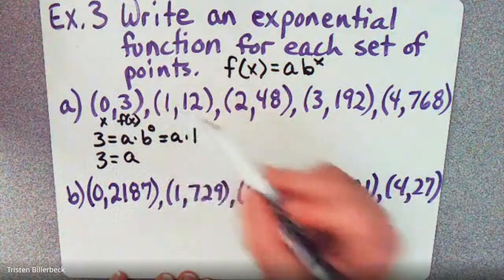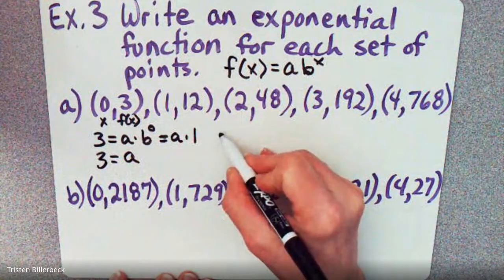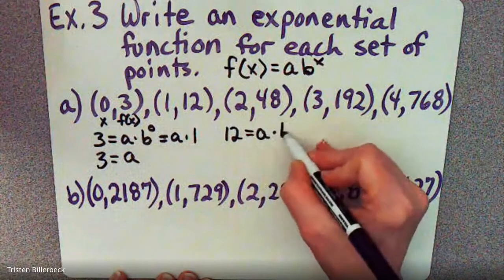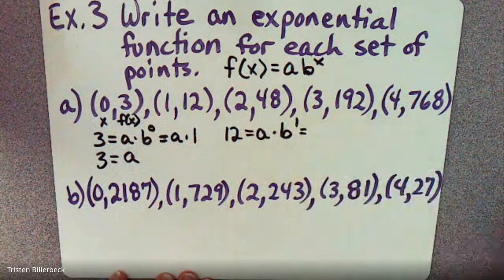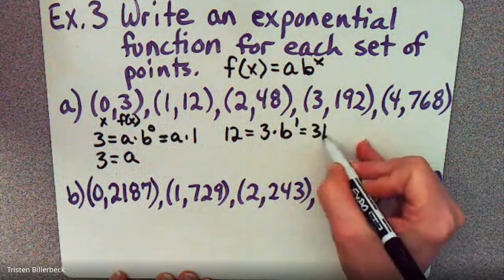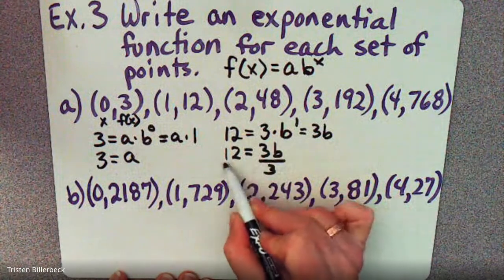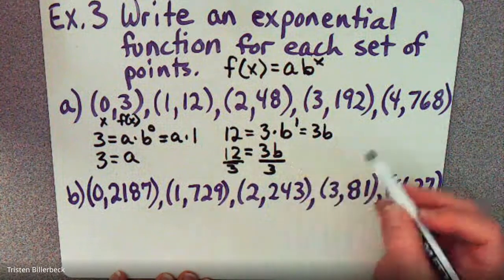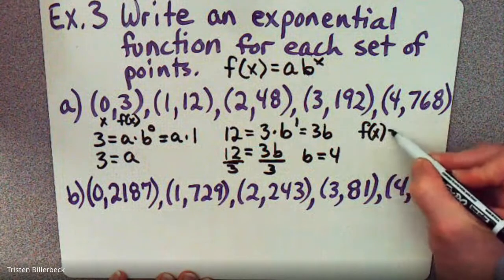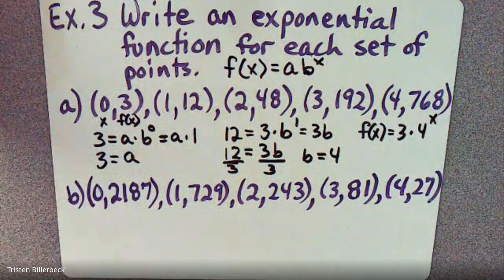Now we move to the next easiest one right here, and we write f of x, which is 12, equals a times b to the 1. Oh, we know a already, so we don't have to write that. A is 3. So b to the first is just b, so that's just 3b. So if we take 12 and we have 3b, we just divide each side by 3. Look what we have. B is 4. So now we have f of x equals 3 times 4 to the x. That's how we'd get the first one.